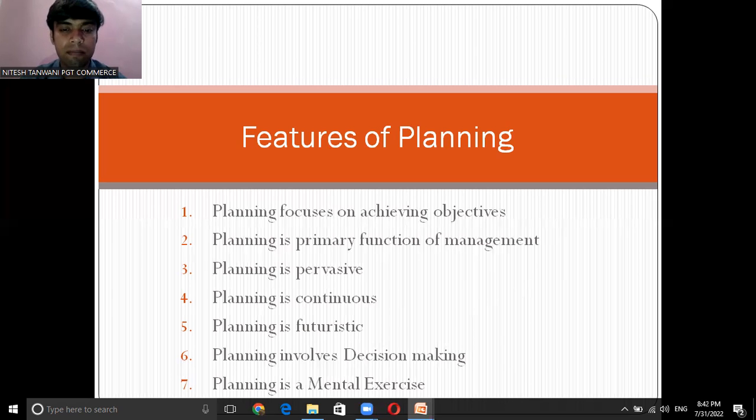Planning involves decision making. Yes, it is a mental exercise, a mental thinking process is involved here. Decision making means what to do, how to do. These decisions are taken by the manager. So in planning, they have to make decisions. Planning is a mental exercise because all these things are done intellectually. So these are the features of planning.